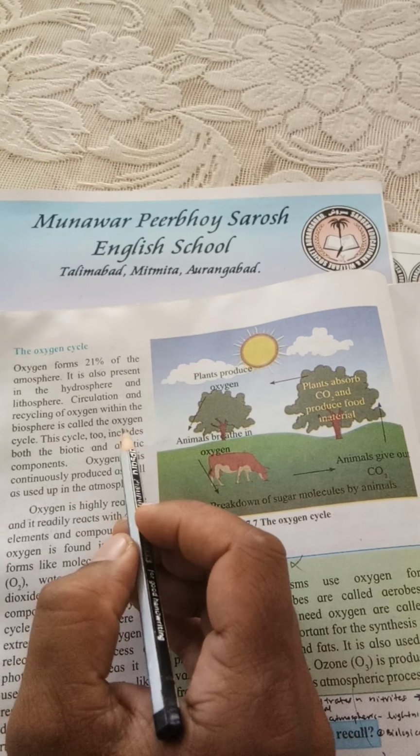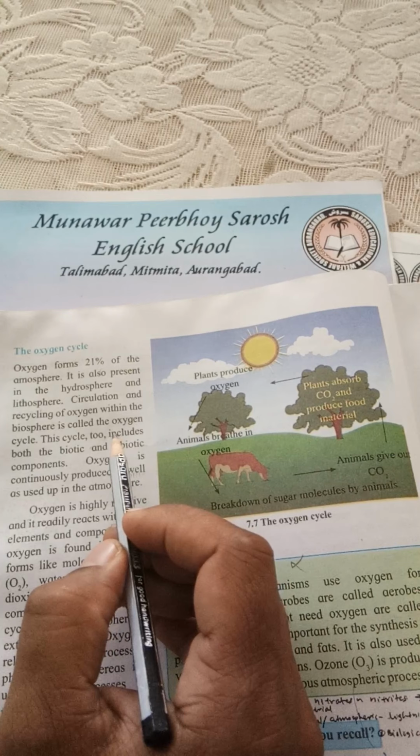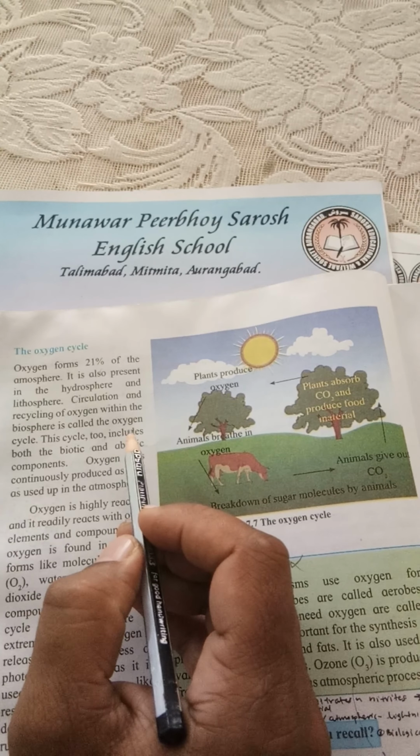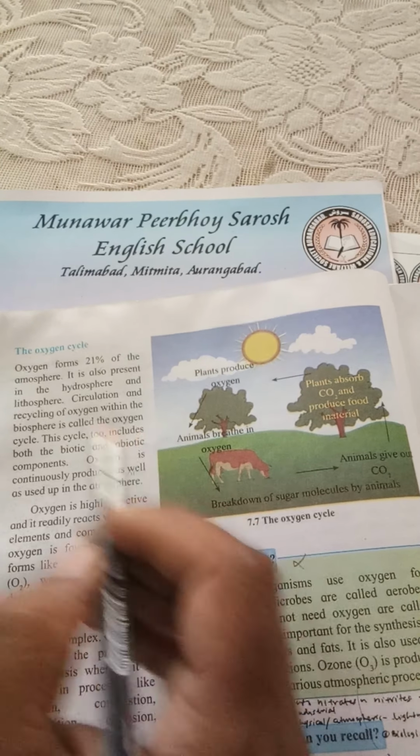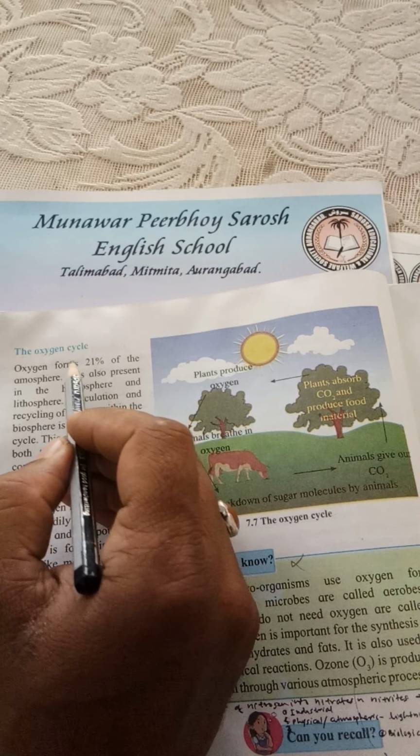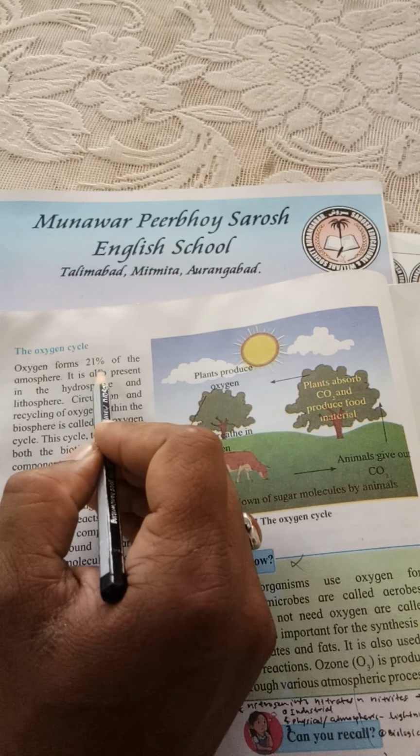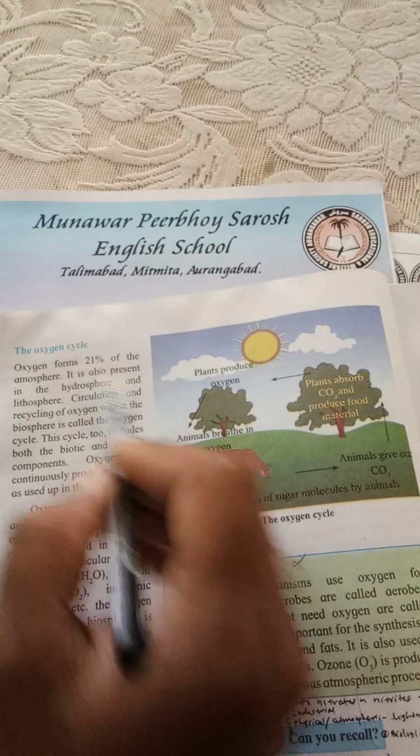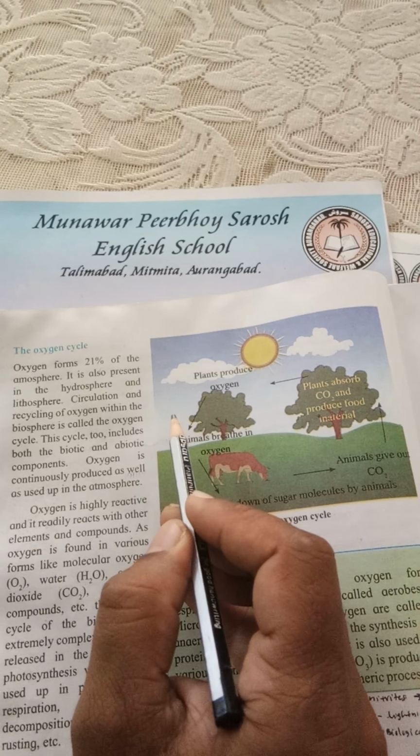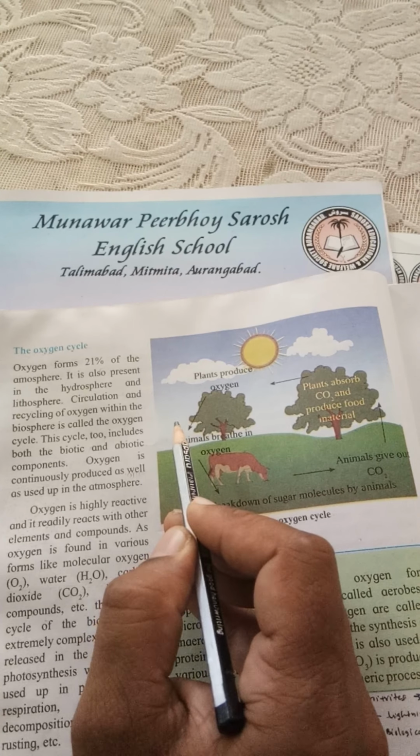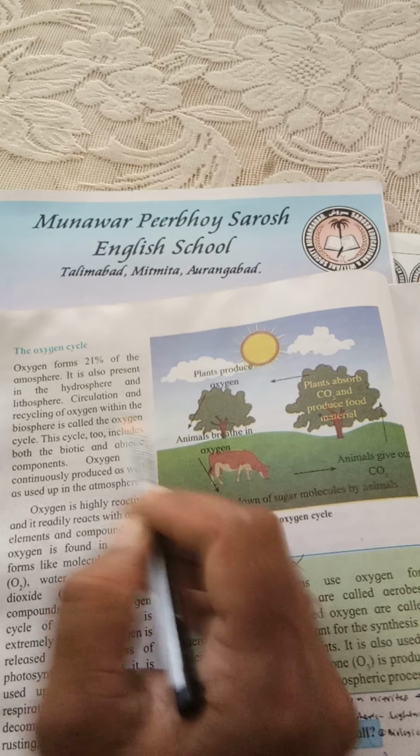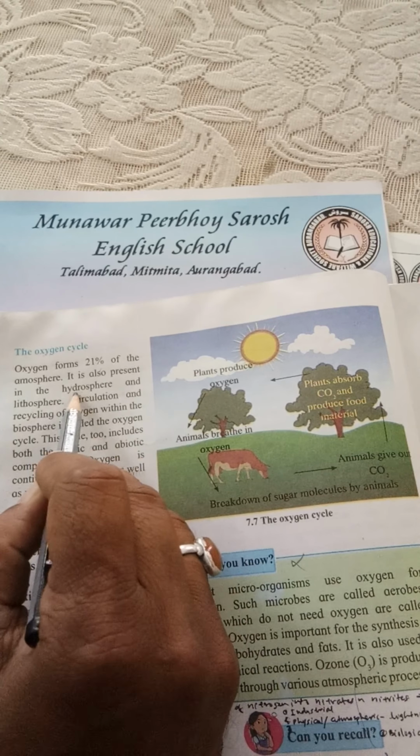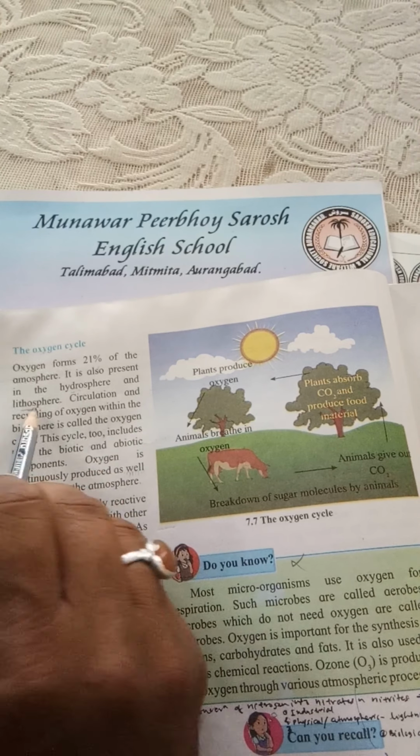Now see about the oxygen cycle. Before that, the percentage of carbon in the atmosphere is 0.03. Now see about the oxygen cycle. The percentage of oxygen is 21%. It is also present in the hydrosphere, atmosphere and lithosphere. We can see oxygen is present in the atmosphere, in the hydrosphere, that means in the water, and again in the lithosphere, that means in the earth also.